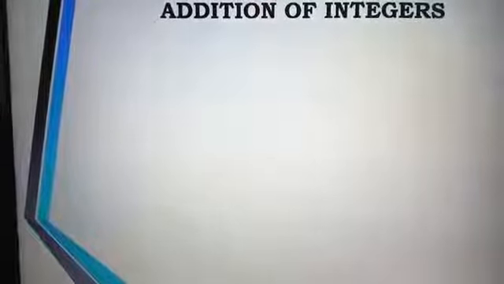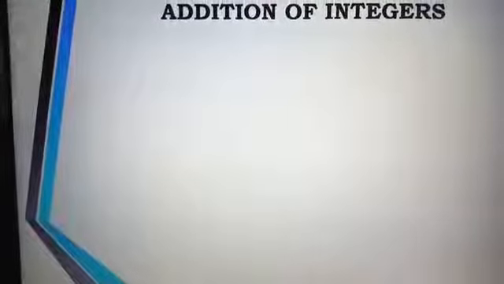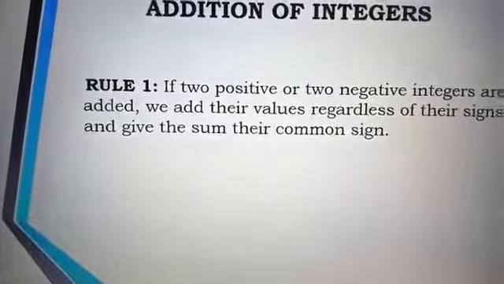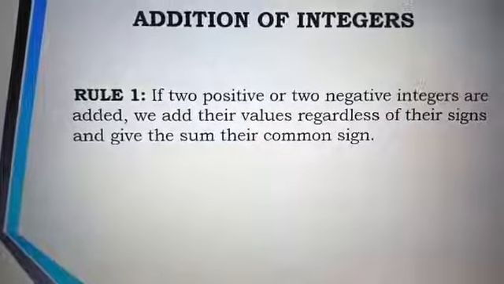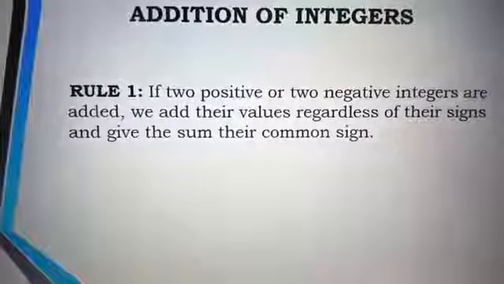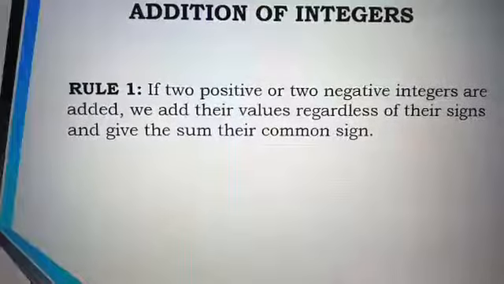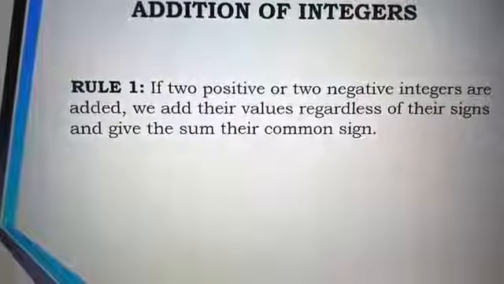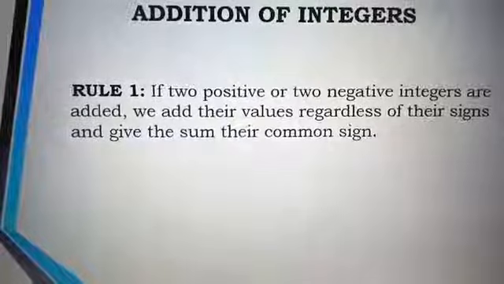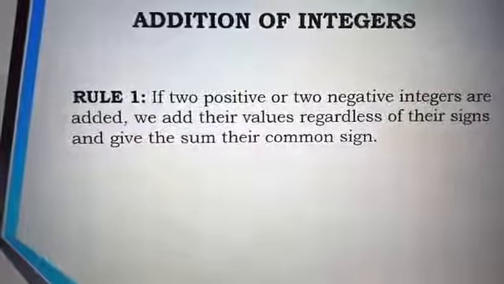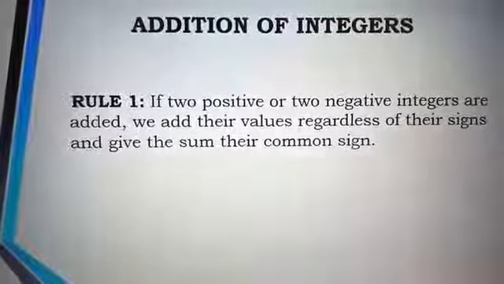Addition of integers. When you are adding or subtracting any two integers, the main thing is the rule. So we have two rules for adding integers. What's the first rule? If two positive or two negative integers are added, what can you do? That is what they have given: we add their values, and give the sum their common sign.